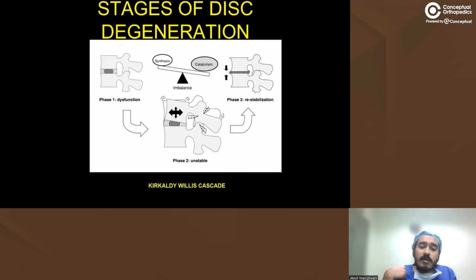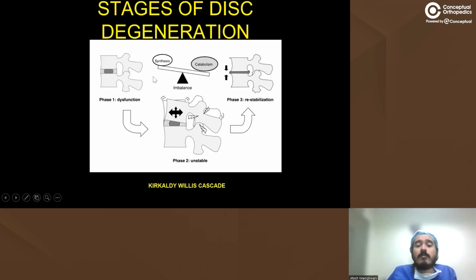So now Kirkaldy-Willis cascade was a cascade that was given that basically told us regarding the stages of the disc degeneration. So they gave three different stages. The first phase is dysfunction, the second phase is instability, and the third phase is the restabilization.